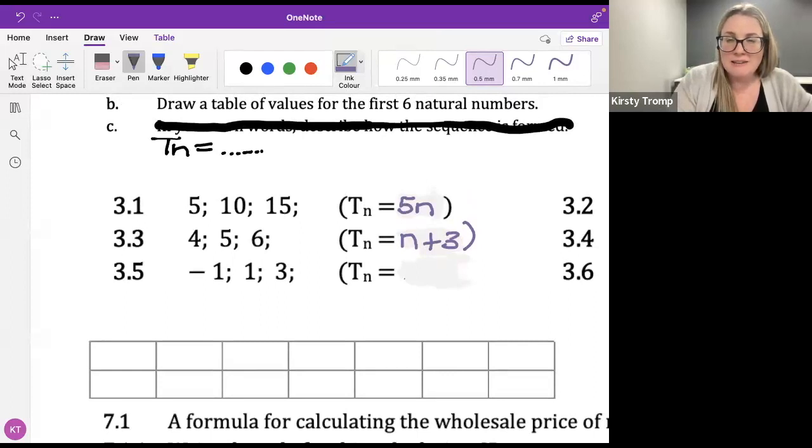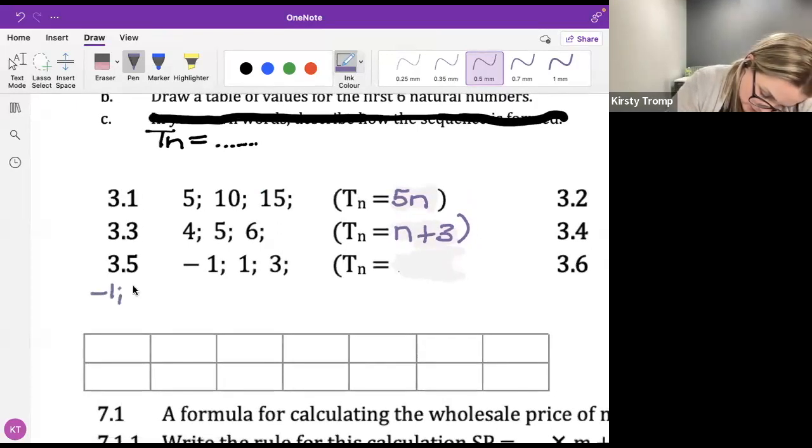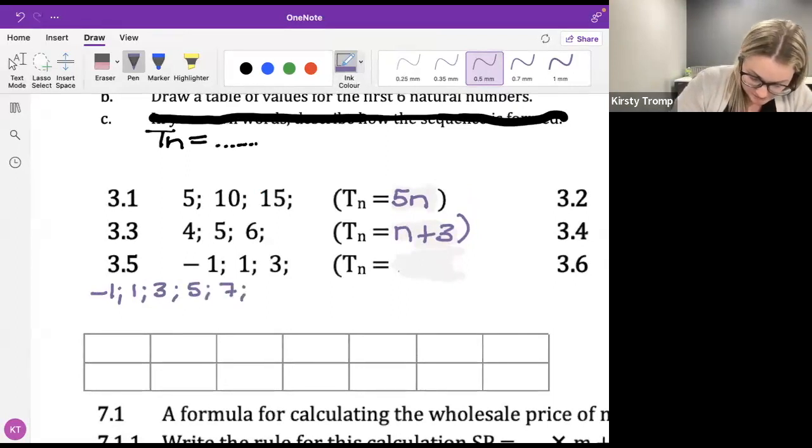Right, Tate, have you got yours written down? Yes, ma'am. Okay, Tate, let's go. So my numbers were negative 1, 1, and 3. What's your next number? 5. Good. Then? 7. Good. And 9. Well done. Let's fill in the table together. So what goes on the top? N. Good. And then? TN. TN, good.